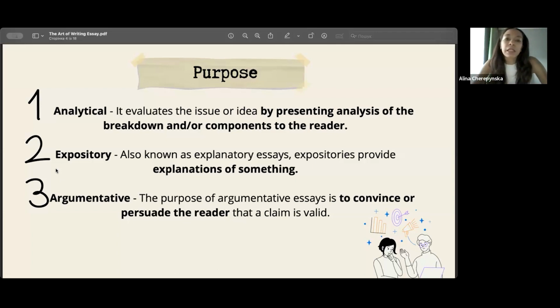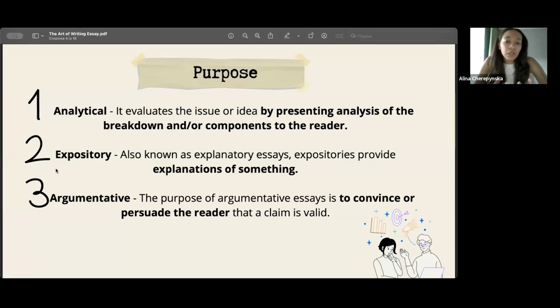And the third purpose, considered to be the most popular, especially for international tests, is argumentative. It is the most popular, it's the most interesting, and at the same time, it is the hardest. Why? Because your task is to convince or persuade your reader that a claim is valid. So your task is to persuade your readers to agree with you, to take your position, and at least to follow your ideas. In some books, you can find argumentative purpose called persuasive. They are synonyms, and the idea is still the same: to convince your reader to agree with you.